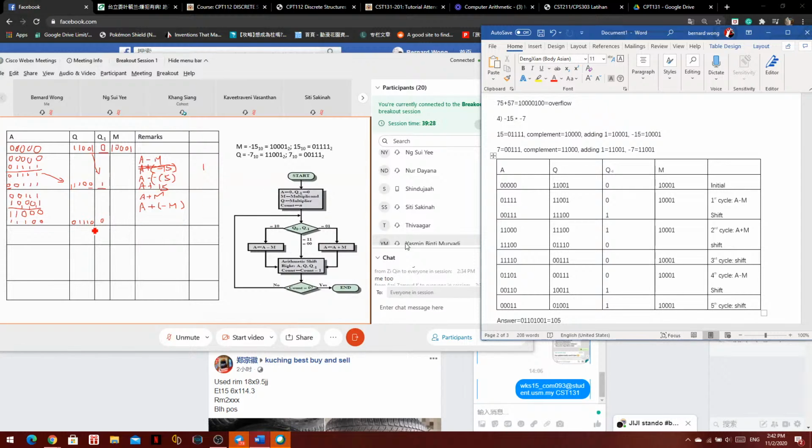In the next step, again, we check for this: 0 and 0. When we have 0 and 0 here, we don't need to do anything. You just shift whatever it is. So it becomes 1,1,1,0.